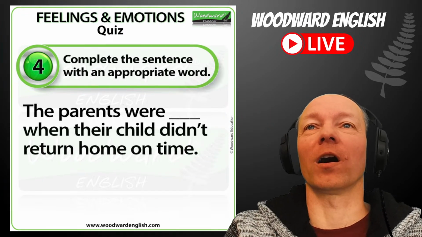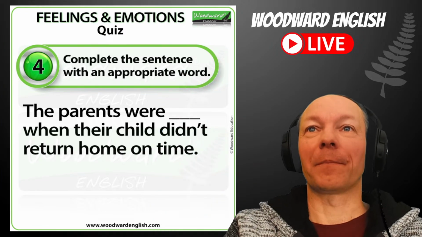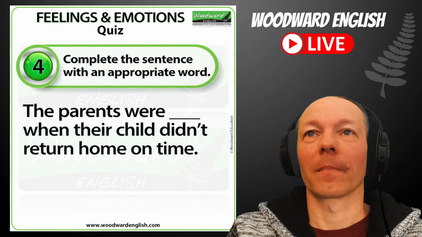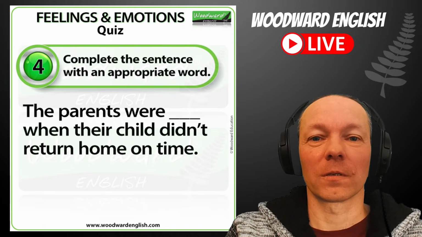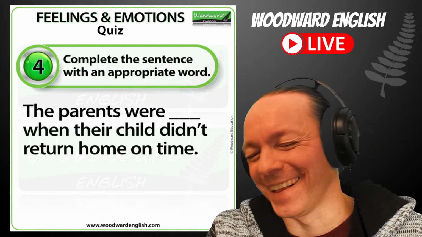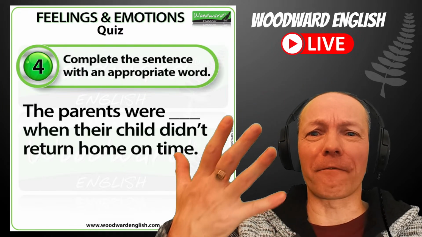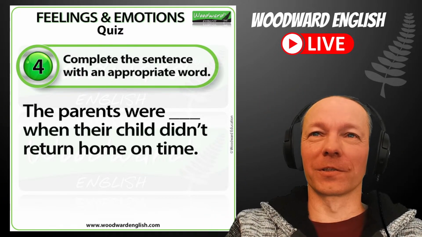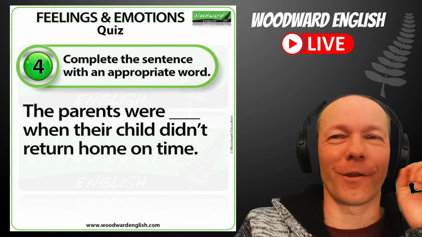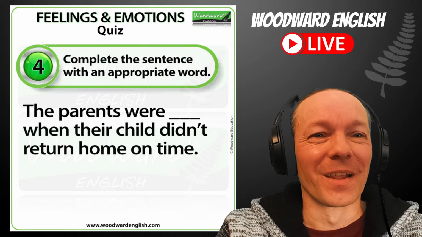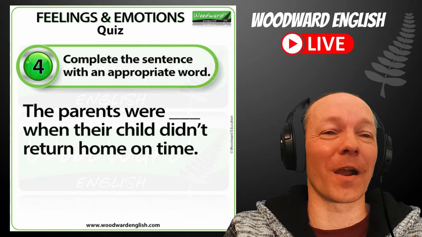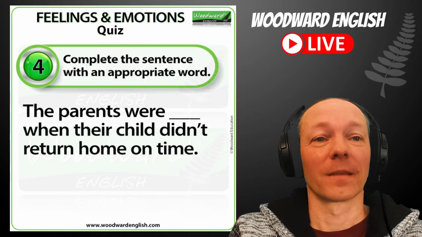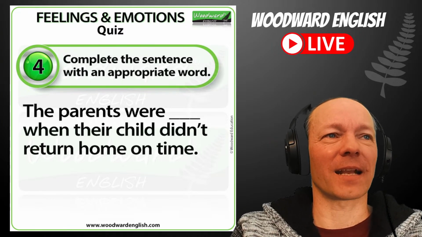Okay, number 4. What do we got? What's Rob going to put now? The parents were beep when their child didn't return home on time. It's like, he's only 2 years old. He still hasn't walked home from the kindergarten. It's only 5 kilometers. Why is he not home yet? Worried, exactly. They could be worried, totally worried. Scared. Yeah, you could be scared too. You got lots of stupid, horrible people out there. You'd be worried, exactly.